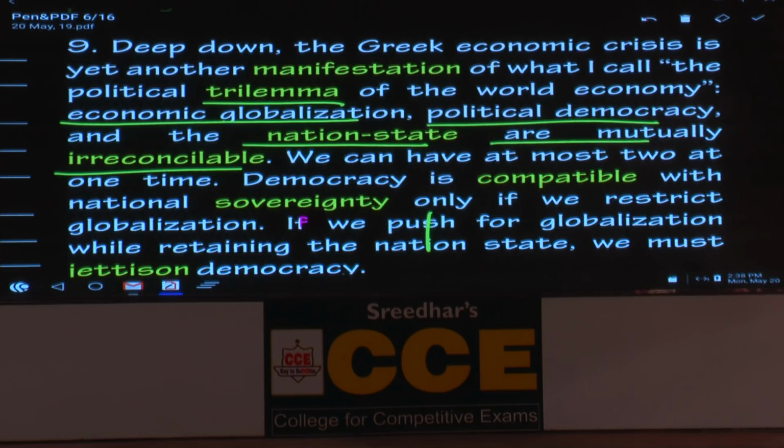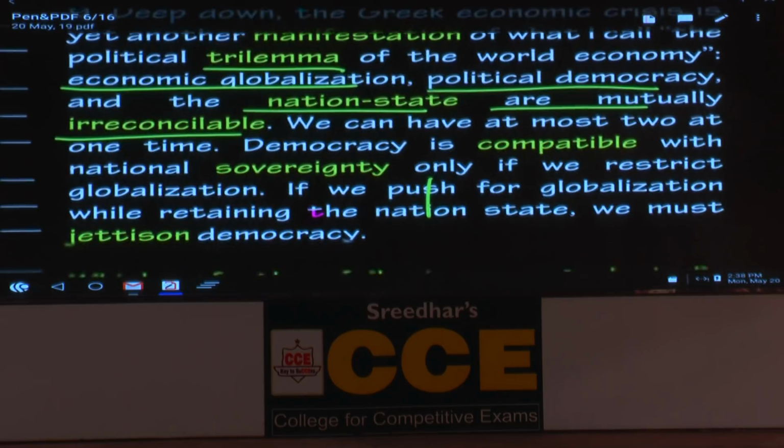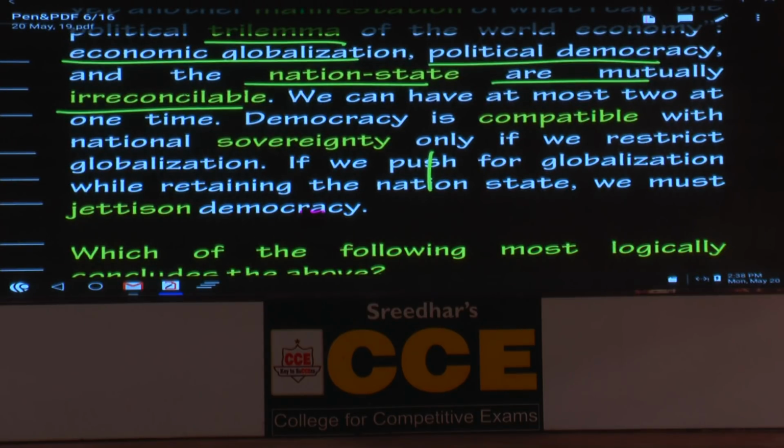So, they are mutually irreconcilable. That is a key word again. That means what? You can have only two things at a time. You cannot have all the three things. Hope you are listening carefully. We can have at most two at one time. So, it is explained. Democracy is compatible with national sovereignty only if we restrict globalization. If we push for globalization while retaining the nation state, we must jettison democracy.